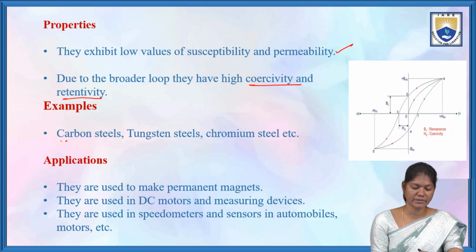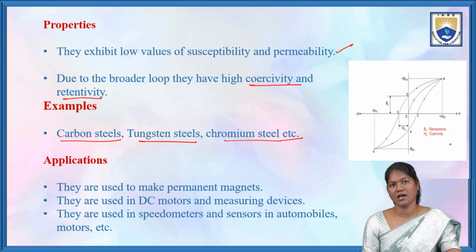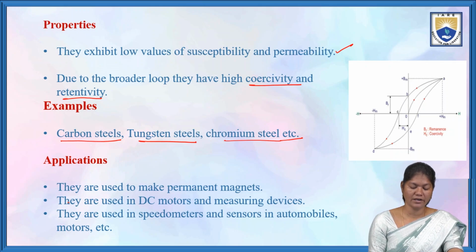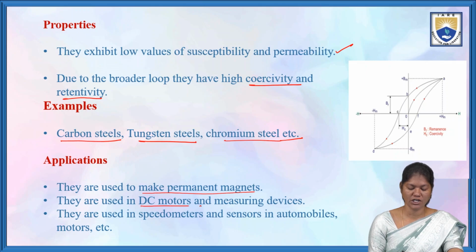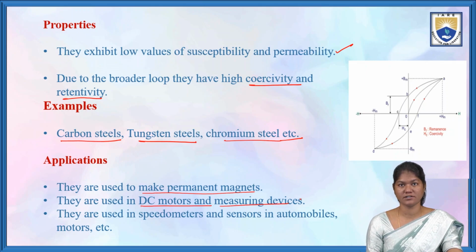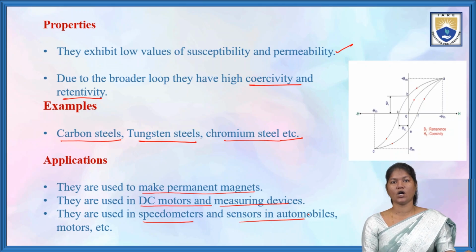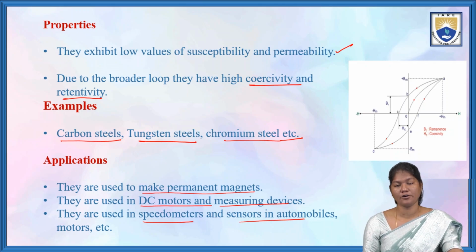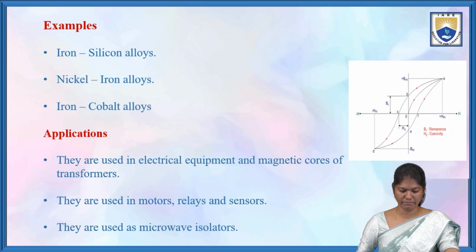We can take carbon steels, tungsten steels, chromium steel, etc. for examples. And coming to the applications of the hard magnetic material, they are used in making permanent magnets, used in DC motors and measuring devices. They are used in speedometers and sensors in the automobiles, motors, etc. So, these are the soft and hard magnetic materials.